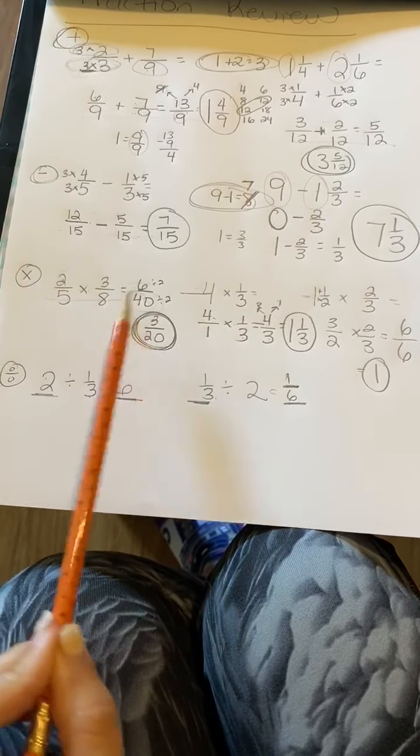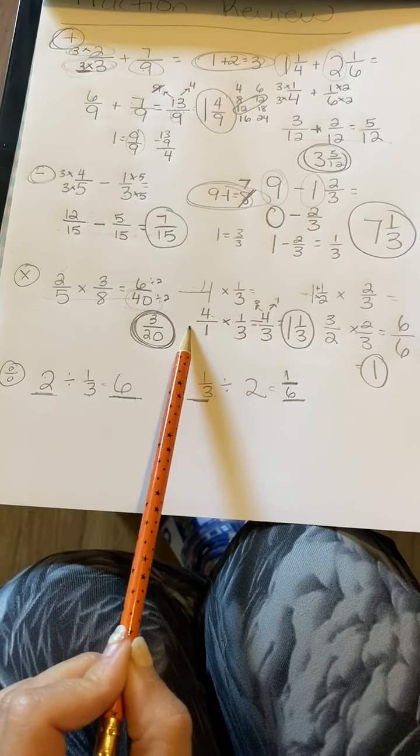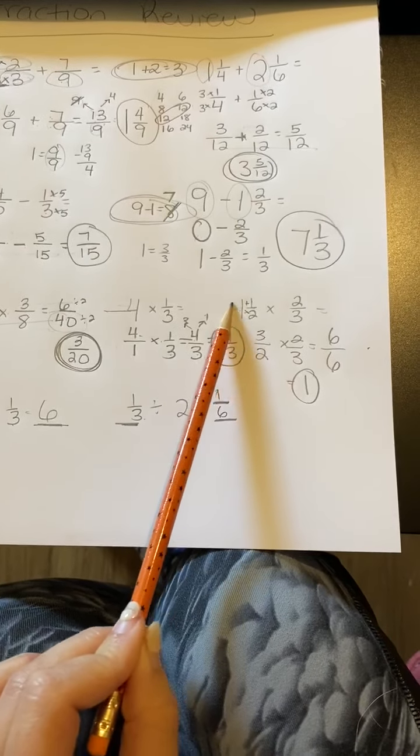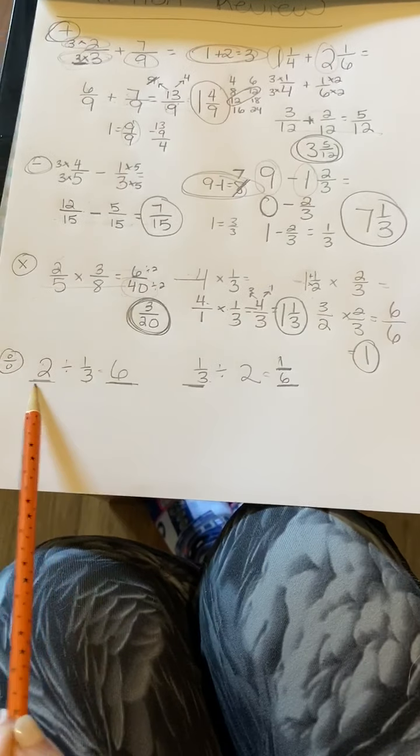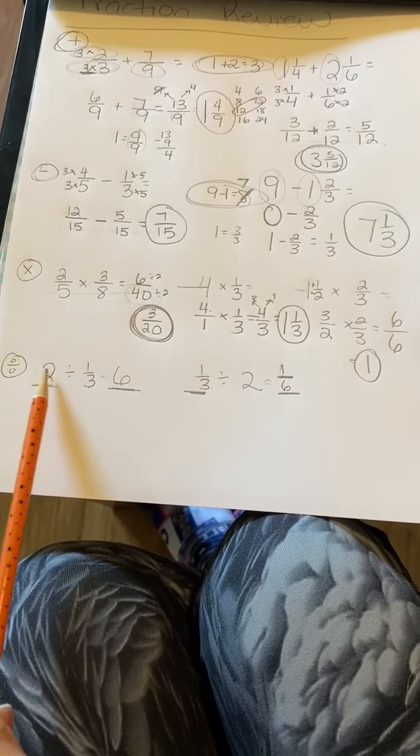Multiplying, you go straight across. If you can't and it's just a whole, put a 1 under it, or change it to an improper fraction or a fraction greater than 1. And then that, follow your first number.